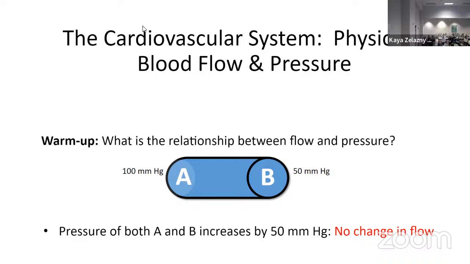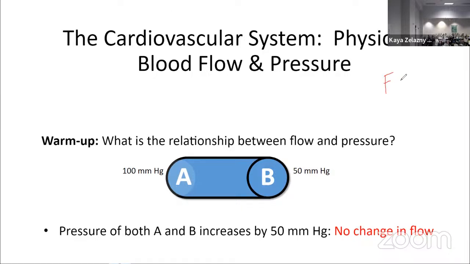But as we remember that flow equation, flow is not dependent on the absolute pressure, but on the difference in pressure. That triangle, that delta, is the difference in pressure. So if we increase the pressure at both ends, we essentially have not changed the difference, so our flow will remain the same. Questions about this?